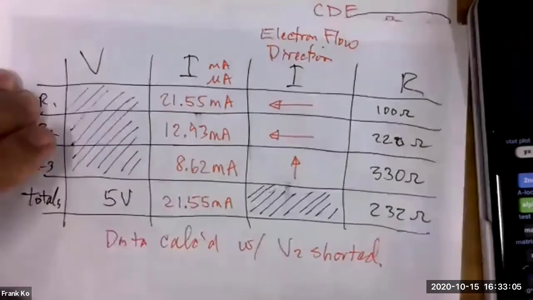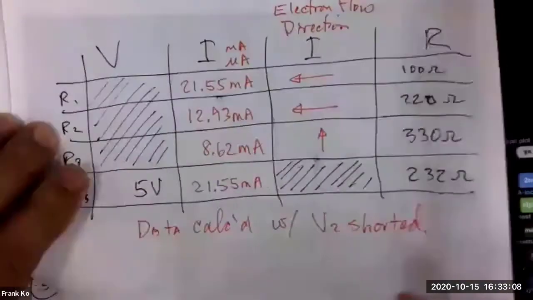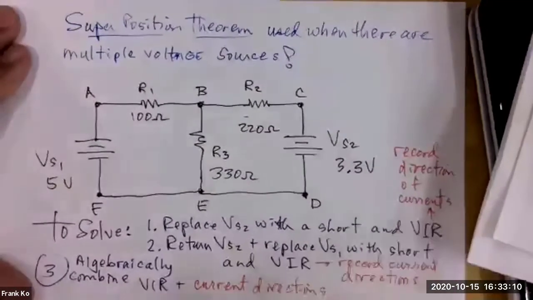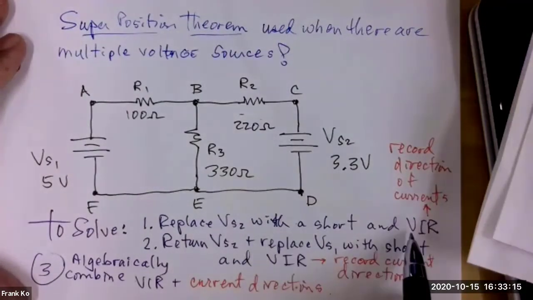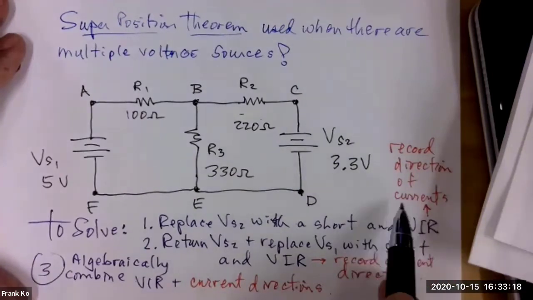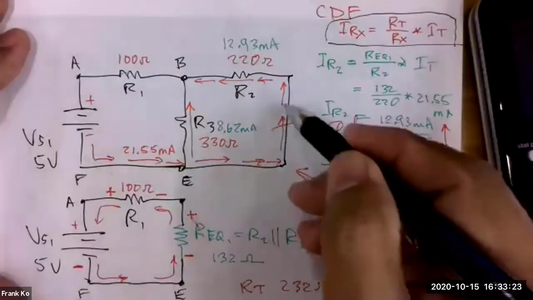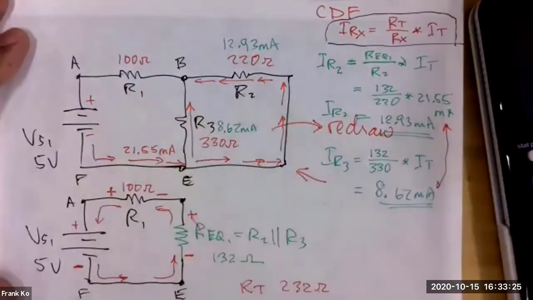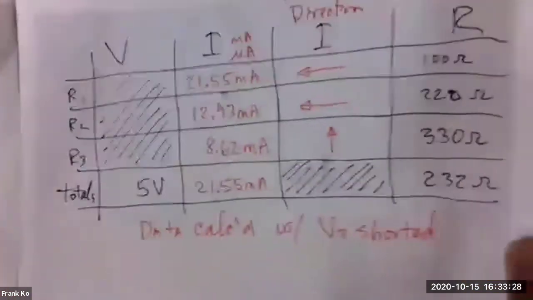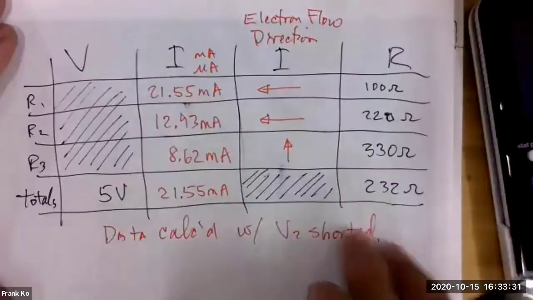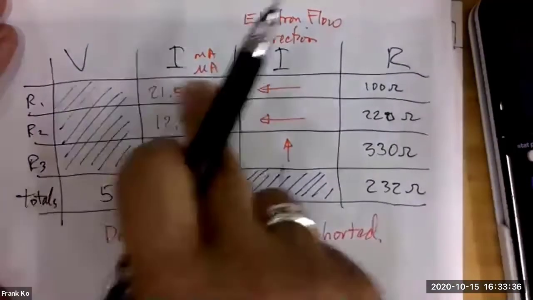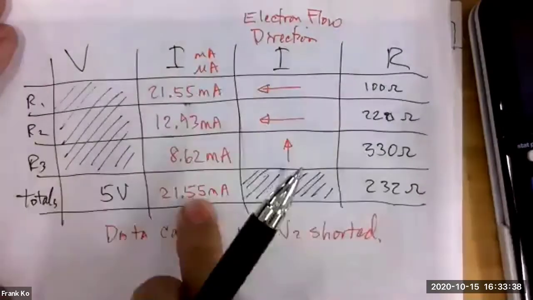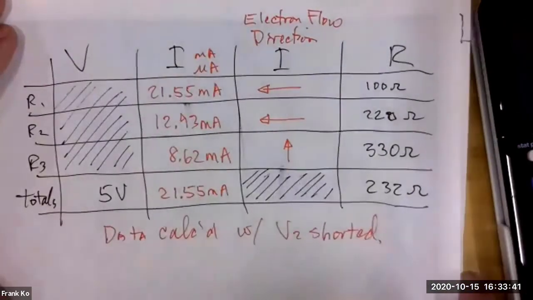Now, that completes the very first step of superposition. The first step of superposition said we needed to replace VS2 with a short, do a VIR analysis, and record the directions of current. We replaced the source with a short, did a complete VIR analysis, and recorded the directions of currents in our VIR table. We didn't have to calculate for voltages. We don't have to calculate for total current. The most important information is this information right here. Done. Now we're ready for step 2.